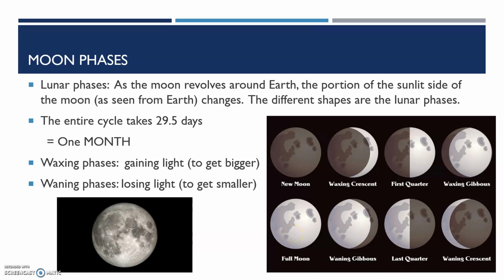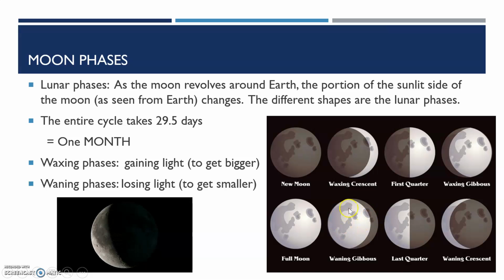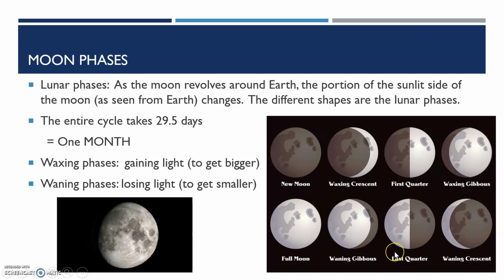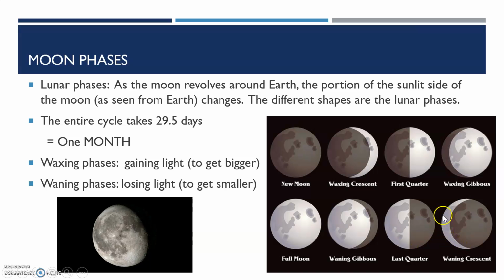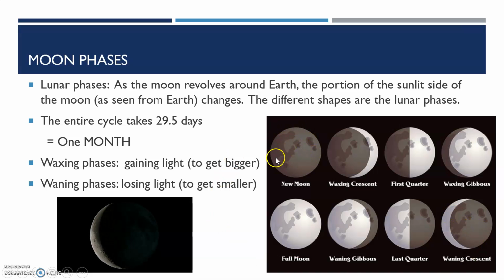Then we're going to start the waning phases and we're going to lose light. So the waning gibbous is where we're still looking swollen, but we're shrinking because we're losing light. So now we're lit on the left side. The last quarter is on the left side, last quarter left side. It's also referred to as the third quarter. And then we have the waning crescent, which is going to be lit on the left side as well. And then we go back from waning crescent all the way back up here to new moon.